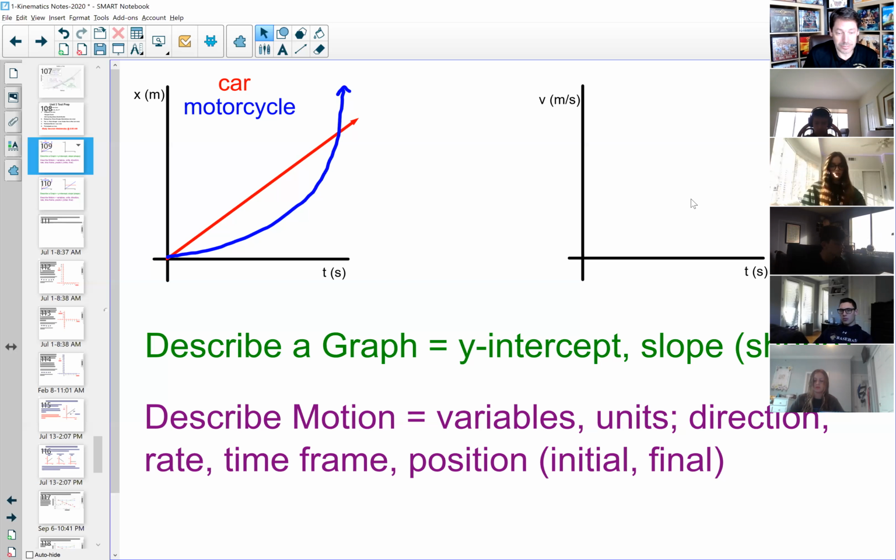All right, so last step. Someone else tell me. We've had Atticus and Jalen so far, so a third person now. What would the velocity-time graph look like for the car?